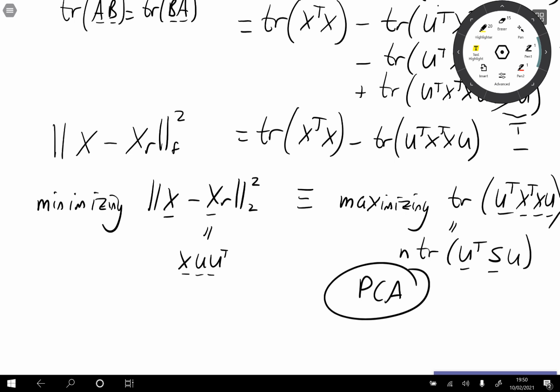So approximating a matrix by a rank R matrix is just exactly the same problem as doing PCA, principal component analysis, where we're trying to maximize the variance. So whether you are finding a rank R approximation or doing PCA, they're the same problem. So this is a different way of thinking about principal component analysis.